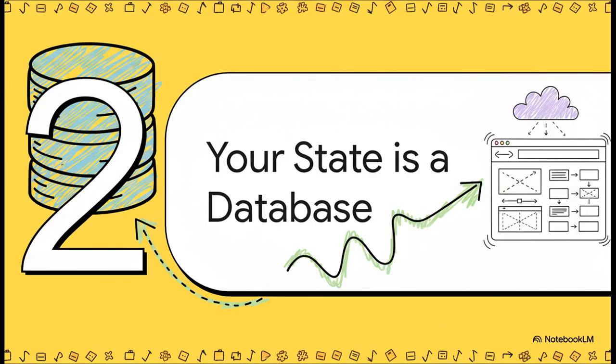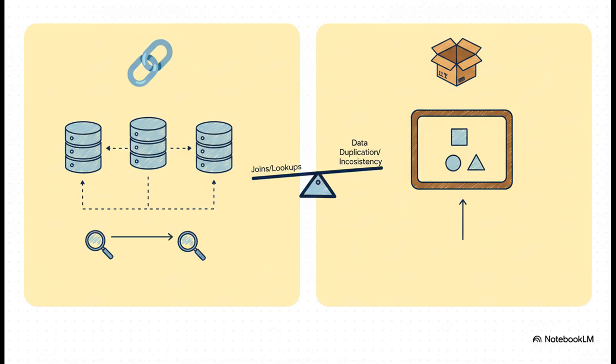Okay, so you can see how the high-level ideas match up, but the connection goes way, way deeper. The first really big revelation is this. Your application's state, it's a database. See, in the database world, there's this classic balancing act. Normalization versus denormalization. Do you store little pointers to your data using IDs to avoid copying it everywhere? Or do you just nest the data right where you need it to make it easier to grab? It's a fundamental choice you have to make.